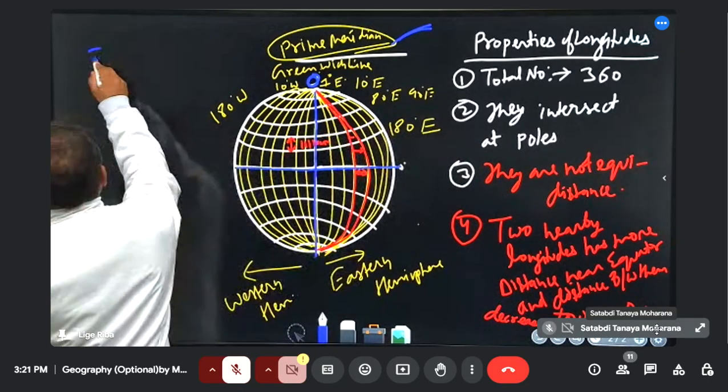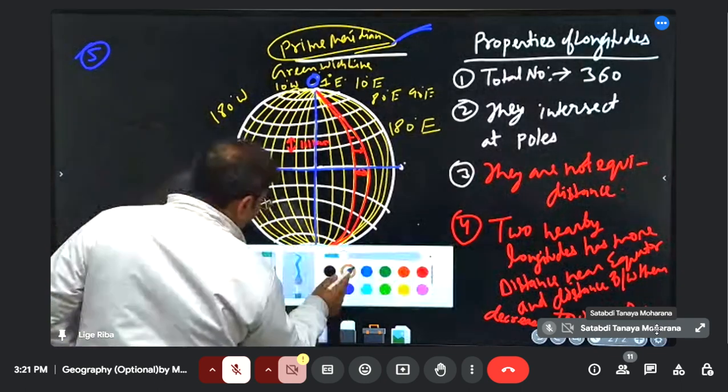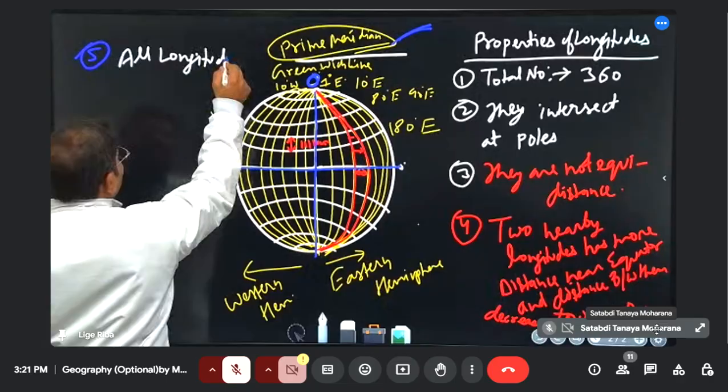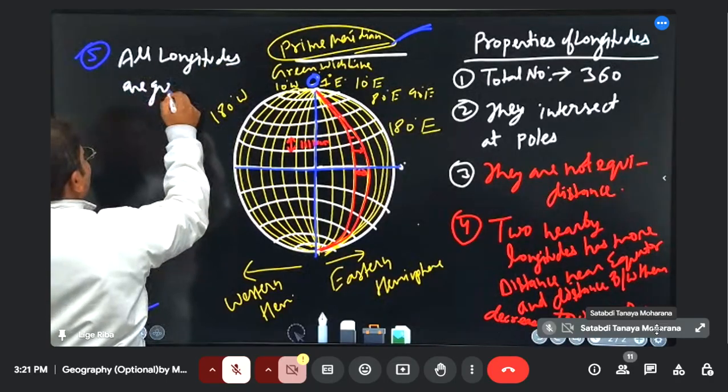We can write the fifth point: all longitudes are great circles.